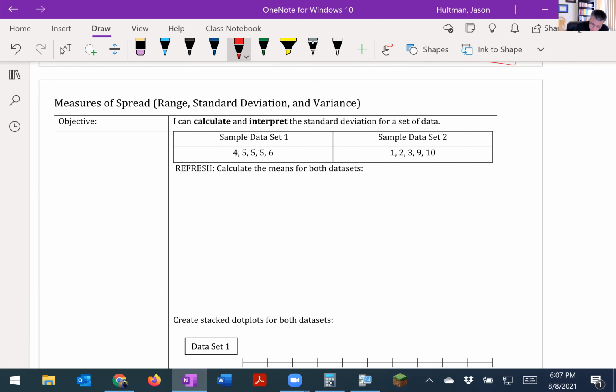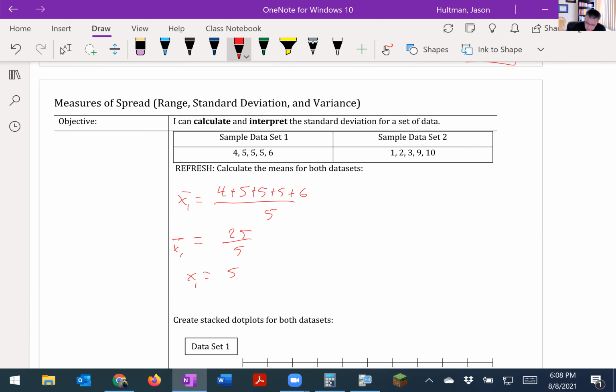What's the mean here? Okay, so X bar is equal to 4 plus 5 plus 5 plus 5 plus 6 all over 5. Okay, so if I were to add these numbers up, 4 plus 5 is 9, plus 5 is 14, plus 5 is 19, plus 6 is 25. So that's 25 over 5. Okay, and so X bar is equal to 5. We'll call this X bar 1 because it's from data set 1.